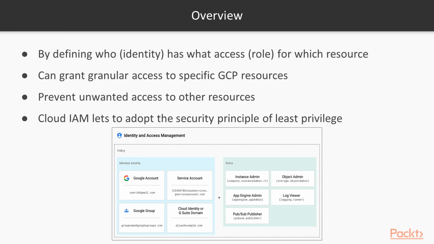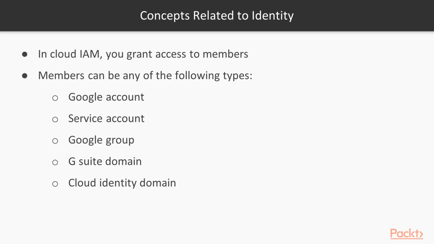Google Cloud Platform offers Cloud IAM, which lets you manage access control by defining who has access to which resources in your project. With Cloud IAM, you can grant granular access to specified GCP resources and prevent unwanted access to other resources. Cloud IAM lets you adopt the security principle of least privilege, so you grant only the necessary access to your resources. In Cloud IAM, you grant access to members.